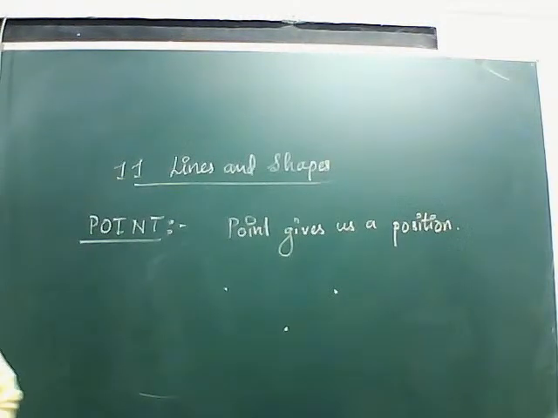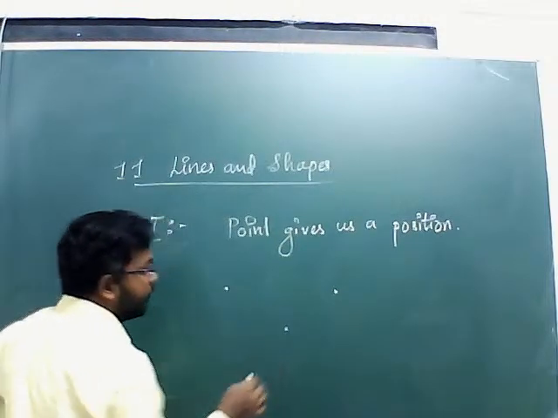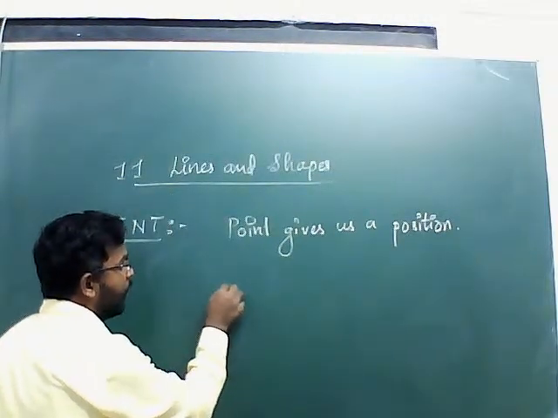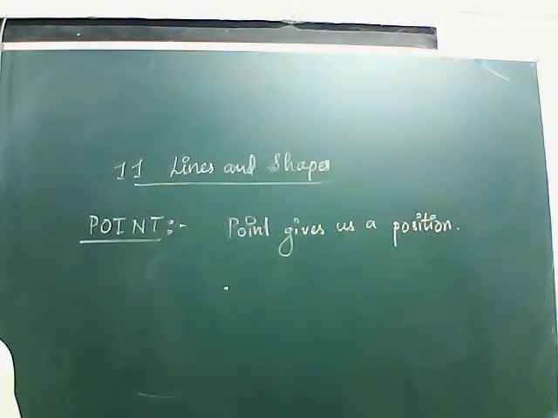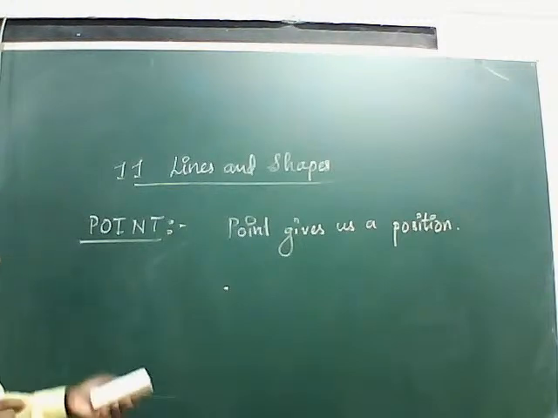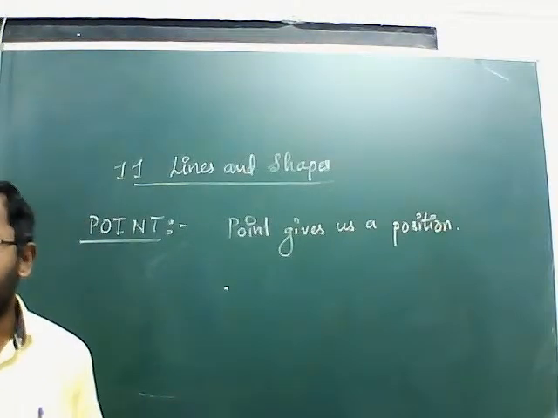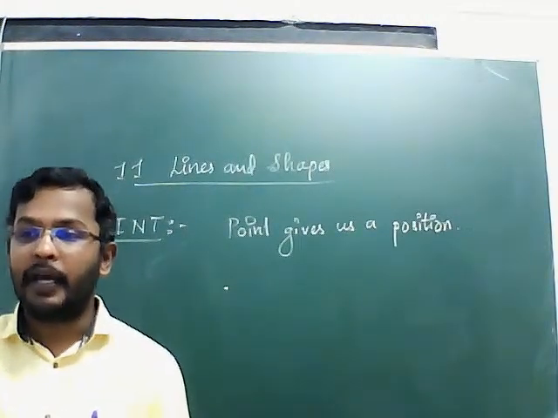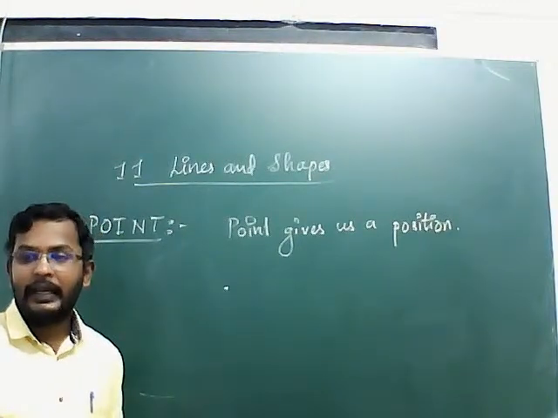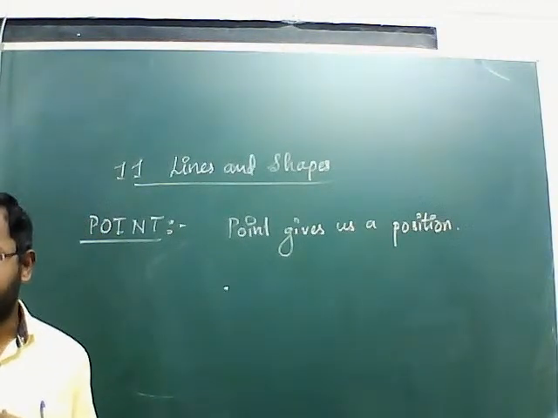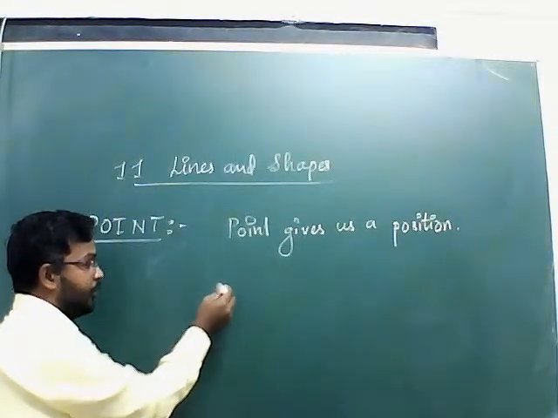Okay, so now how to mark these points? As I already told, a point is marked by just a dot. Let us take only one point. It will be marked by a single dot. A single dot does not have any thickness and does not have any length. It is just represented by a single dot.